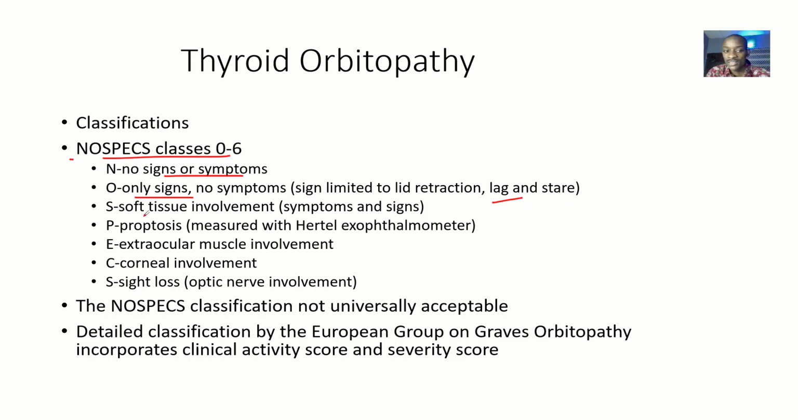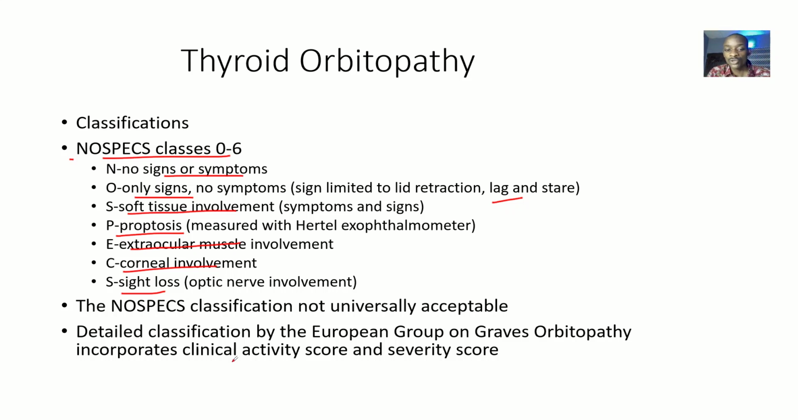The S is what? There's a soft tissue involvement. P is what? Proptosis. Okay. E is what? Extraocular muscle involvement. So it's now going to involve all those lateral rectus, medial rectus, superior oblique, inferior oblique, and all that. Okay. Then C is what? Corneal involvement. S is what? Sight loss. That means what? The ophthalmic nerve is now involved. I know the ophthalmic nerve is what controls all those sights and all that.